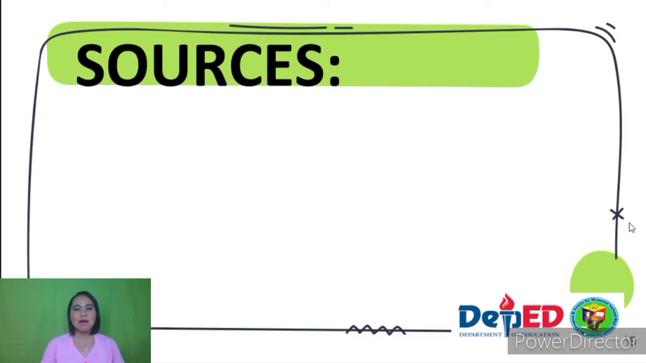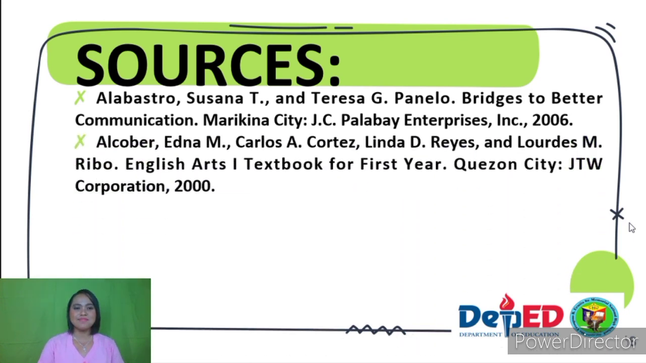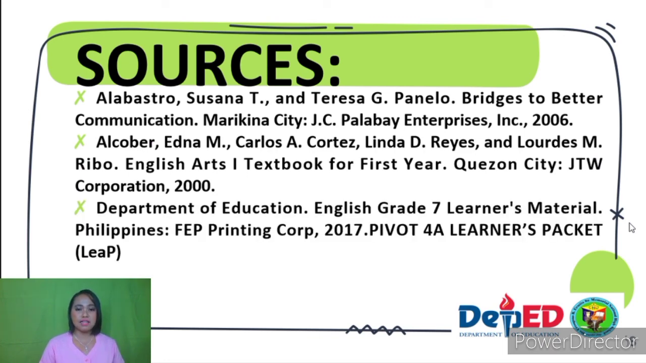The sources of our lesson for today are the following. Bridges to Better Communication by Susana T. Alabastro and Teresa G. Panelo. And also, we have the English Art 1 textbook for first year. We also have the English Grade 7 Learner's Material from the PIVOT 4A Learner's Packet or LEAP by the Department of Education.